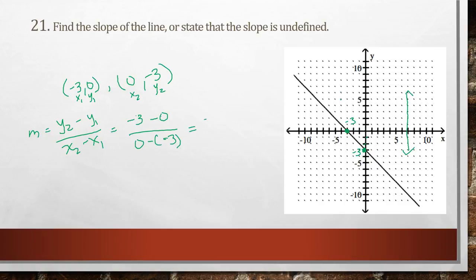So on the numerator we have negative 3, and on the denominator these two are positives, because we multiply them together gives us a positive, we get positive 3. So our slope ends up being negative 1 when you simplify the fraction.